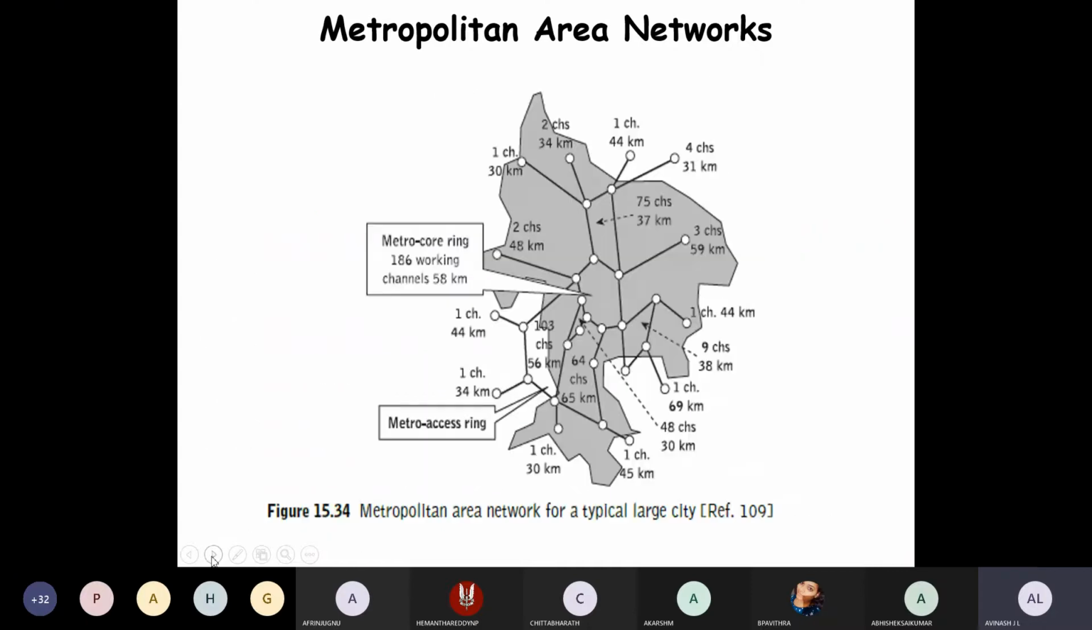After that, the metropolitan area network for a typical large city. The radius you can see is 31 kilometers, 44 kilometers. All those distances are from one node to another node, but that area should be covered. 56 is the maximum you can see in this diagram, and 16 is also there. So in terms of tens, below 100, you can see this particular thing.